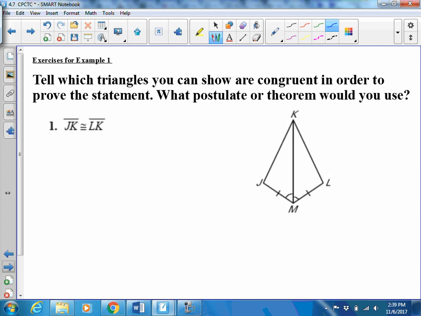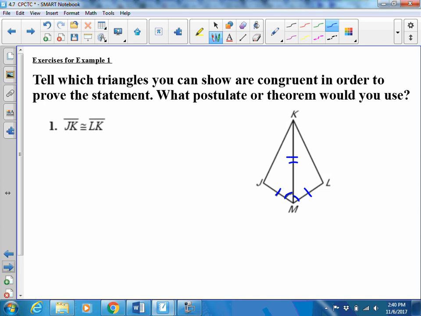Okay, let's look at the next one. Tell which triangles you can show are congruent in order to prove the statement. What postulate or theorem would you use? So I'm trying to show that JK is congruent to LK. I don't know that it's congruent, but I need to first show the triangles are congruent. On my picture, I see that JM is congruent to ML. I have angle JMK congruent to angle KML. I can also mark my reflexive. Now I know the triangles are congruent by SAS.